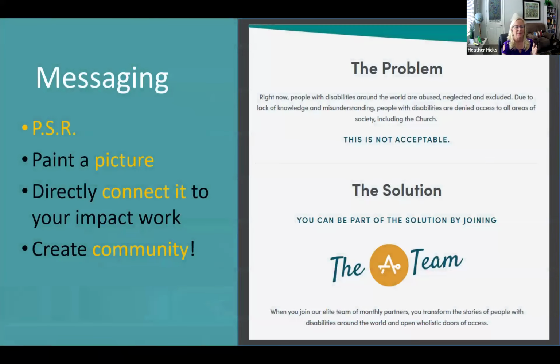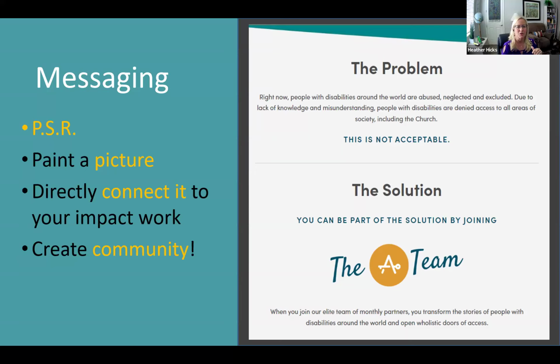So here's an example with the A Team. They have an area on their giving page that says, what is the problem? Right now, people with disabilities around the world are abused, neglected, and excluded due to the lack of knowledge. So they're telling you what the problem is. What's the solution? You can be part of the solution by joining in. You are the solution.